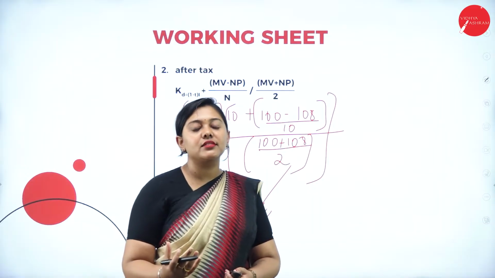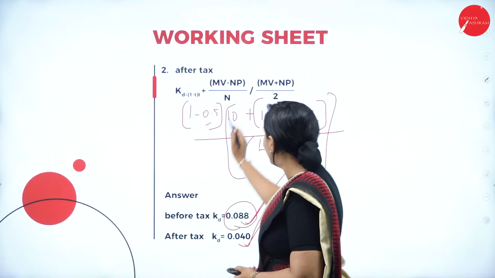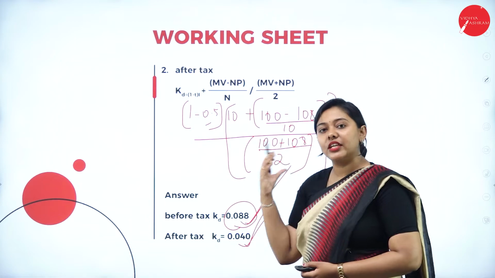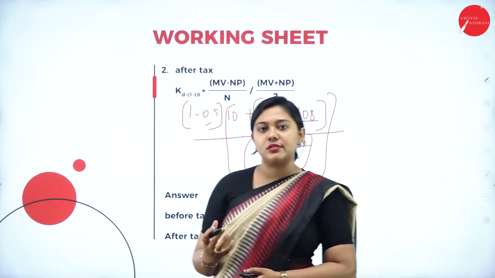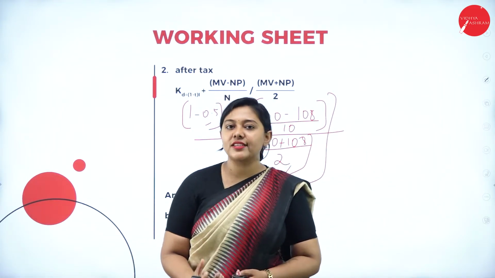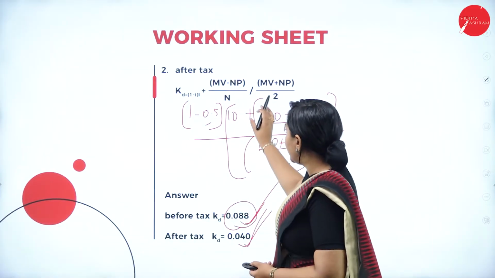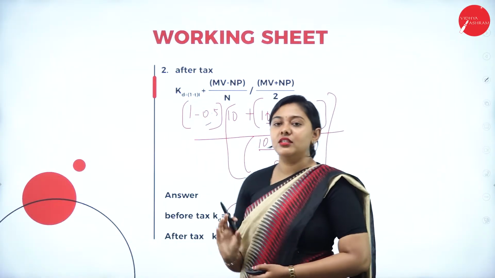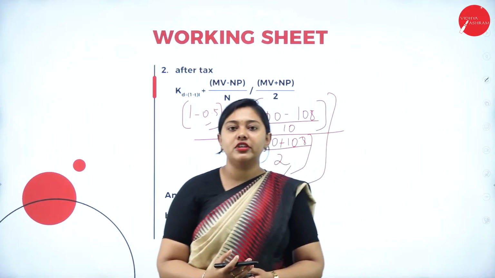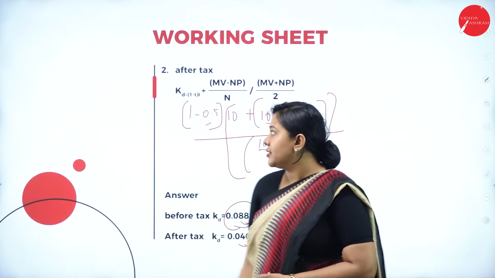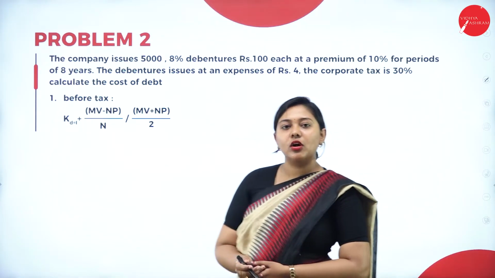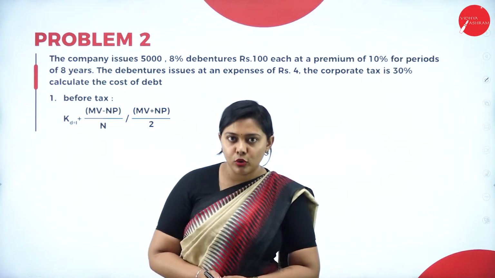So when after tax is asked, definitely you have to apply the formula, the given values, and then substitute for the answer. Since the before tax calculation is done and everything was there, we just multiplied with the tax rate. You get your after tax answer. That's it. So to have better clarity on your problem, we have taken one more problem.